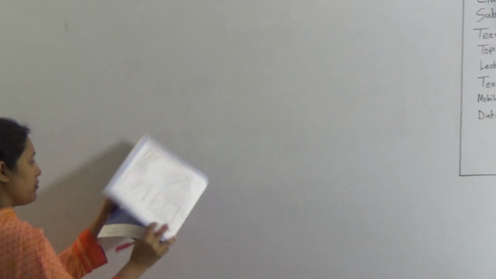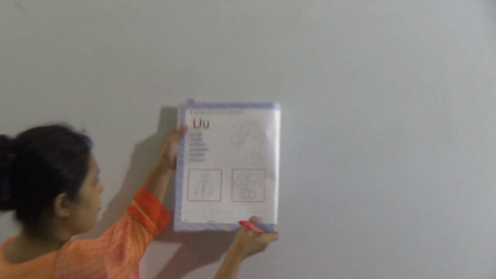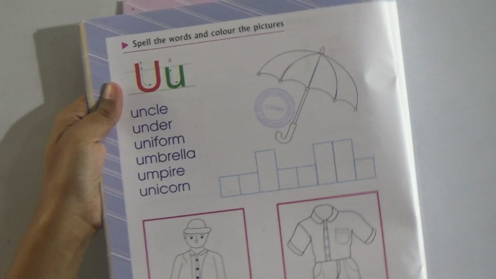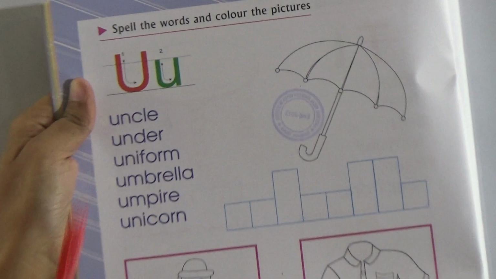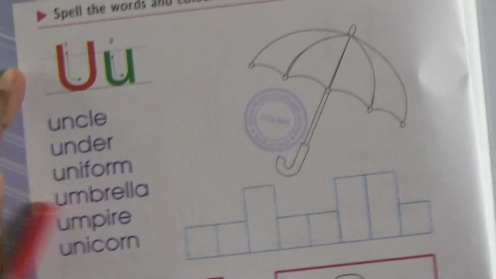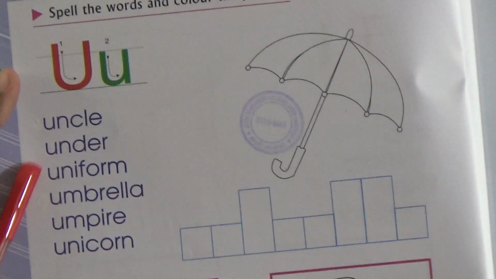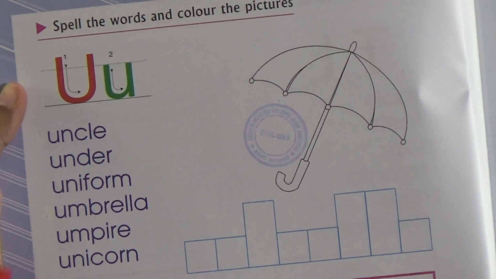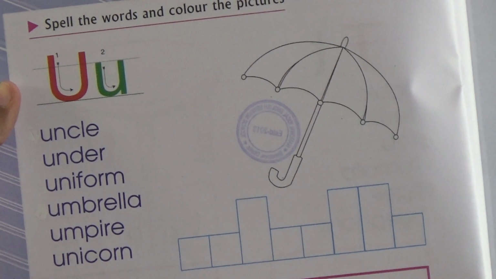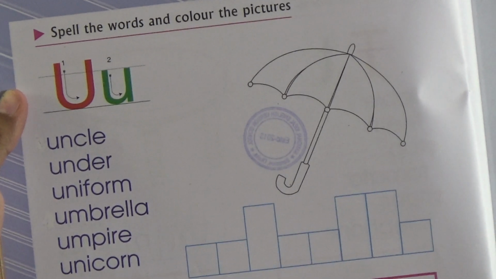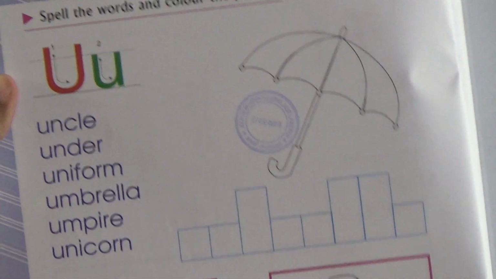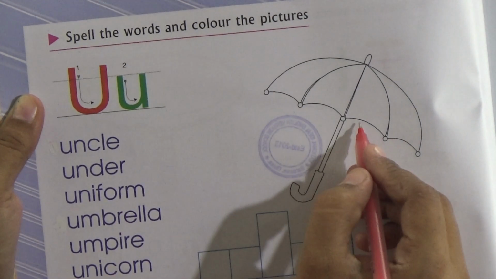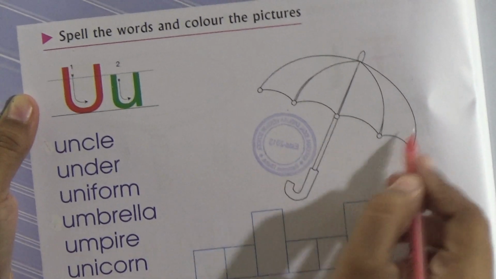This is your spelling practice book, page number is 24. Just look here, there are some words with U. U for uncle, under, uniform, umbrella, umpire, unicorn. So, just look here. What is this? This is the picture of an umbrella.